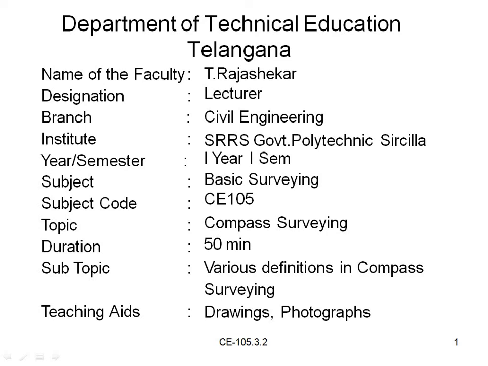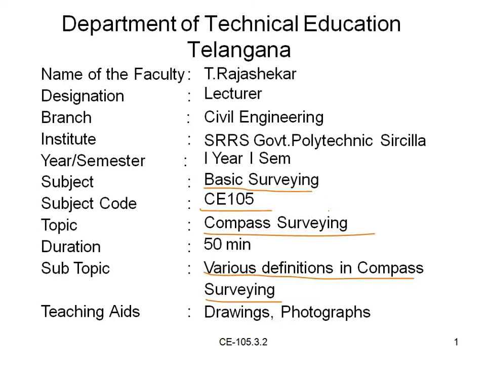Hi students, today we are going to discuss a topic from the chapter on compass surveying. The subject name is Basic Surveying, subject code CE105. Today the topic is various definitions in compass surveying.